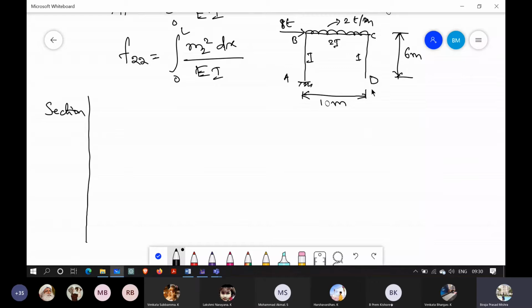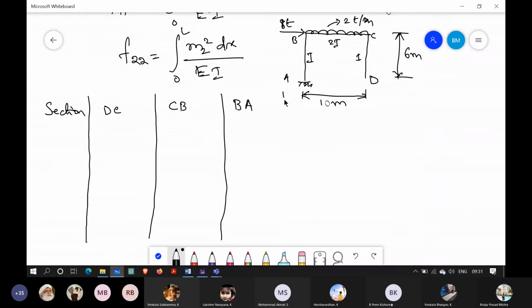Let us start from the joint where we have taken the redundant, so let us start with D. The first section is DC. Then the next section is CB. Then the next section is BA. These are the sections.